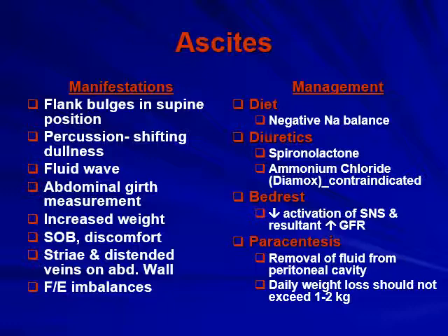So increased weight, shortness of breath, and discomfort related to the enlarged abdomen, everything's pushing up on the thoracic cavity. You also see purple striae, and distended veins are more visible on the abdominal wall, and that's just showing that portal hypertension that you see underneath the skin. And then other fluid and electrolyte imbalances are very, very common as we have all of the shifting of fluid from the vessel to the interstitial space, and so the vascular space thinks that it's low on volume, and it's low on potassium, and it's low on all of these other electrolytes.